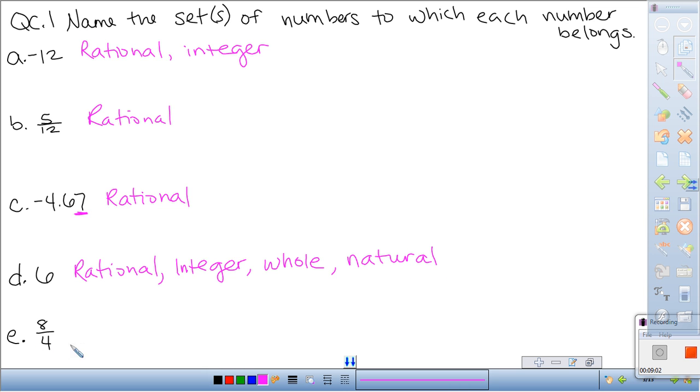E, I threw this one in. This one's a little tricky. So E, we can simplify. It's not in simplest form. It's actually 2. So now that you see that it's 2, it really falls into all of these categories, whereas before you may have stopped after rational.